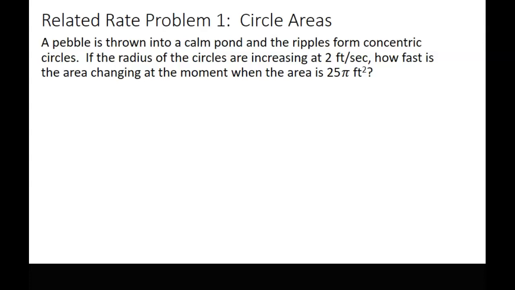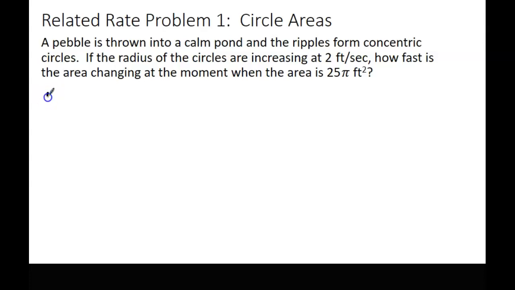But we're gonna hit it up in the more traditional way of doing it now, how we're going to be handling these problems. So a pebble is thrown into a calm pond and ripples form concentric circles. If the radius of the circles is increasing at 2 feet per second, how fast is the area changing at the moment when the area is 25 pi feet squared? Now, notice something. I have to ask you at a specific moment how fast is the area changing? Because remember how the area's rate was not always the same? So I have to ask you at this moment, how fast was the area changing?